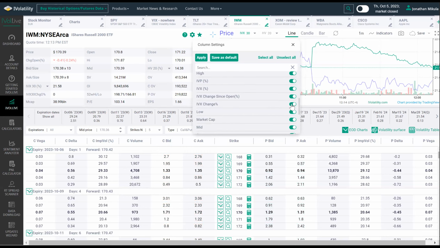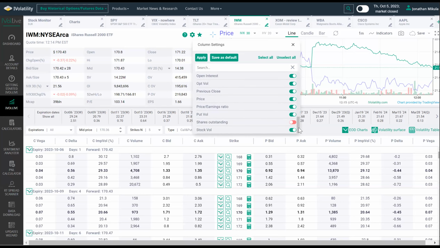IVX change percentage, let's go ahead and add that. IVX change since open, that's also helpful, right? Because if it's a huge jump, that implied volatility is happening right now, almost in real time. And then these other things are already green, like open interest, option volume, previous close, price to earnings ratio, put volume, stock volume. If you wanted to know shares outstanding, you could select that.